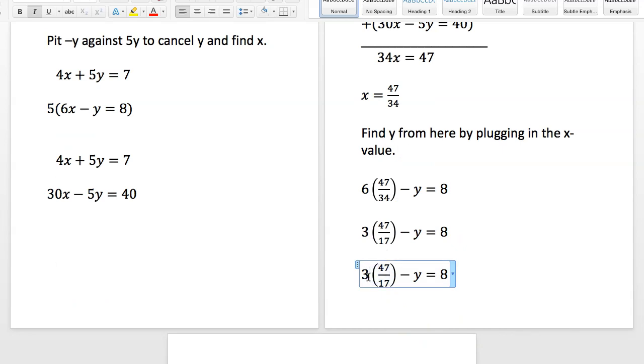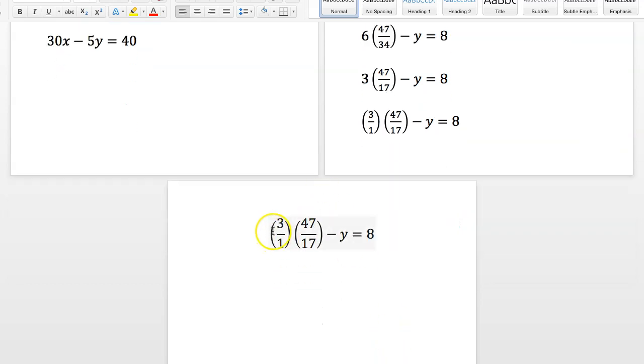Now, by the laws of arithmetic, 3 is really 3 over 1, right? Now let me hit the enter key to go down. Now 3 times 47 is 141. Wait, no. Yeah, it's 141. Okay. I didn't want to say anything foolish. Now 1 times 17 is 17.